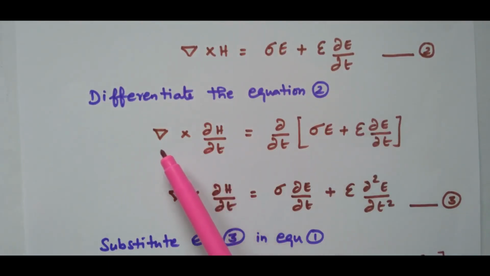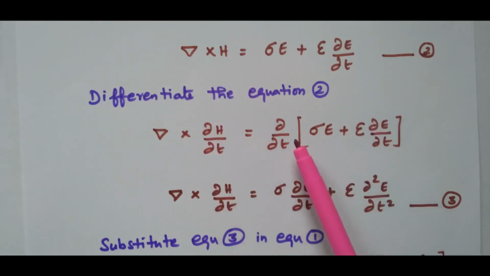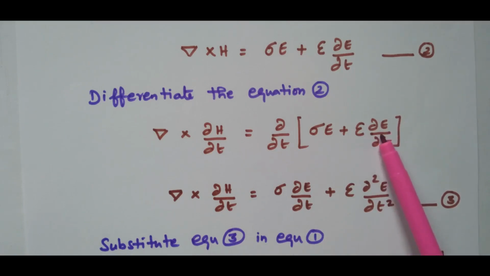What is the differentiation? Del cross dou H by dou T. Similarly, on this side, dou by dou T of sigma E plus epsilon dou E by dou T. So that del cross dou H by dou T is equal to, multiplying inside, sigma dou E by dou T plus epsilon dou square E by dou T square. Differentiation was already there, so it becomes dou square E by dou T square. Right, so we got this as equation number 3.